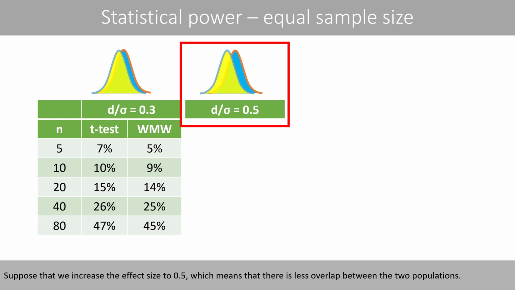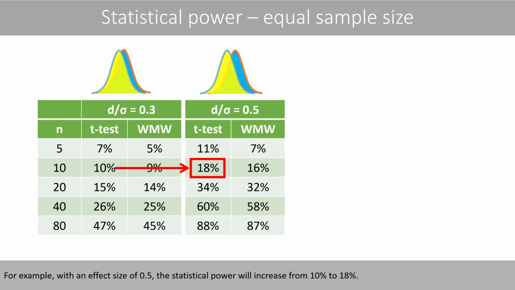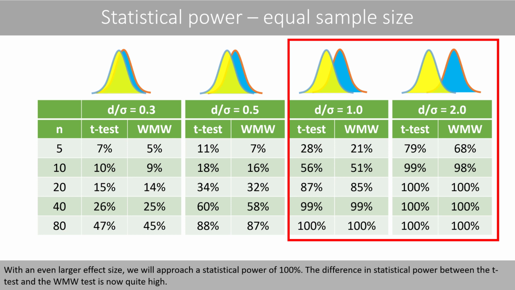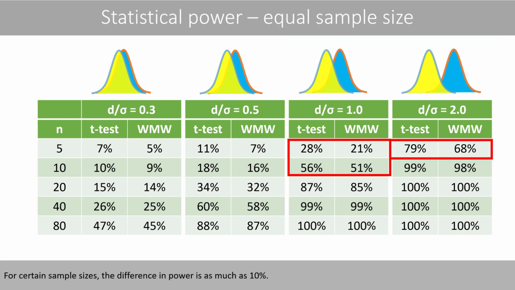Suppose that we now increase the effect size to 0.5, which means that there is less overlap between the 2 populations. For example, with an effect size of 0.5, the power will increase from 10% to 18%. With an even larger effect size, we will approach a statistical power of 100%. The difference in statistical power between the t-test and the Wilcoxon Mann Whitney test is now quite high. For certain sample sizes, the difference in power is as much as 10%.